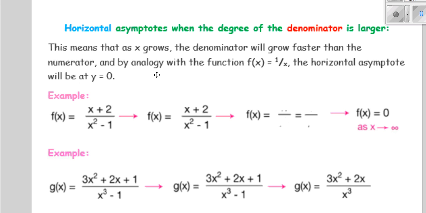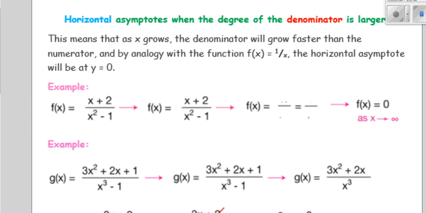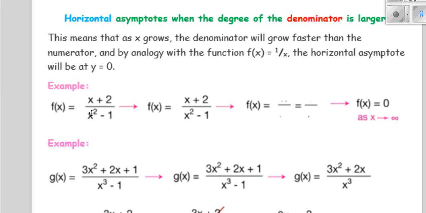And by analogy, with a function 1 over x, the basic reciprocal function, the horizontal asymptote will be at y equals 0. So these ones are easy. Basically, if the degree in the denominator is larger than the numerator, you just end up with y equals 0 as your asymptote.